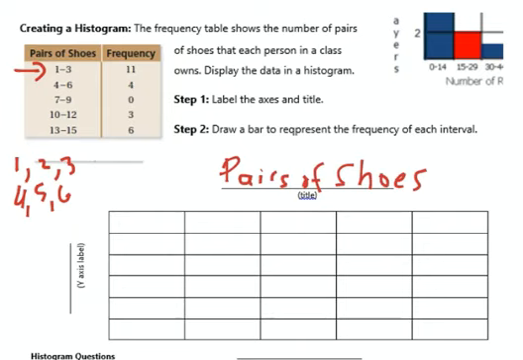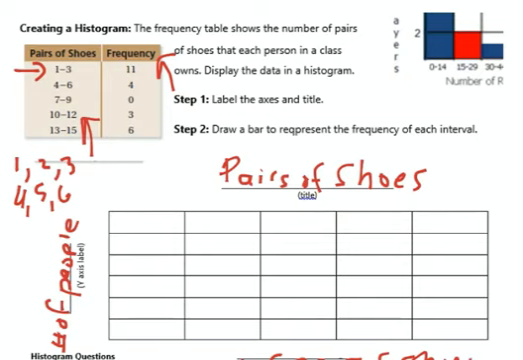Okay, and then it says label the X and Y axes. So the X axis is going to be this right here. So the number of pairs of shoes. And then the y-axis, that's going to be our frequency right here. So that means like how many people have those shoes. So you could write frequency, but sometimes it's helpful to write what the frequency in this particular problem means. So number of people who have that many pairs of shoes.